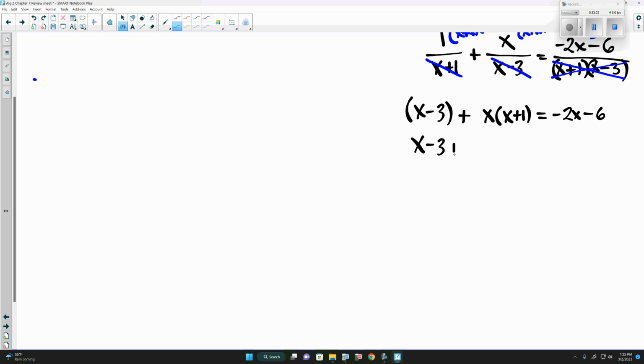Well, the x minus 3 really doesn't need the parentheses. Here we can distribute the x, giving us x squared plus x is equal to negative 2x minus 6. We can combine like terms, which would give us x squared plus 2x minus 3 is equal to negative 2x minus 6.